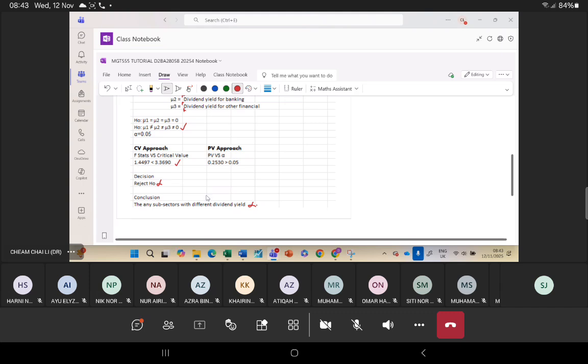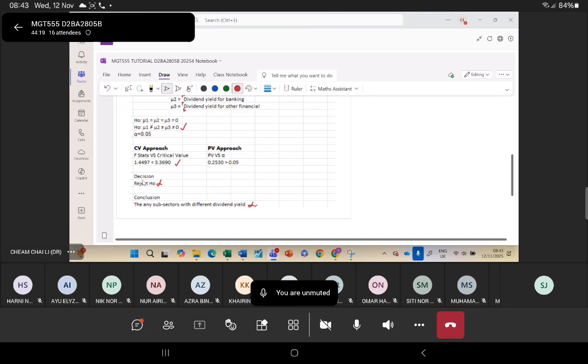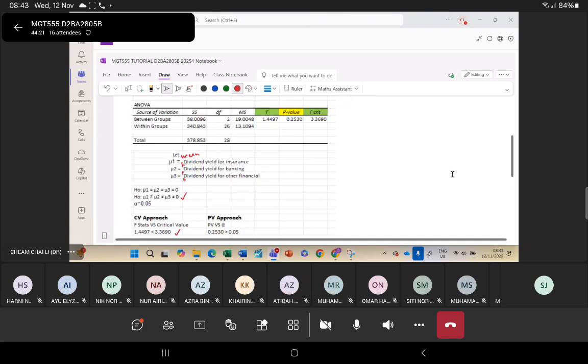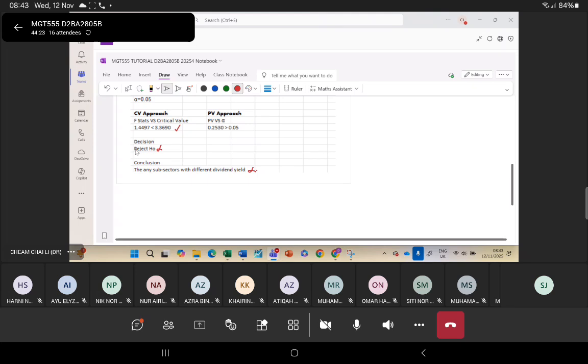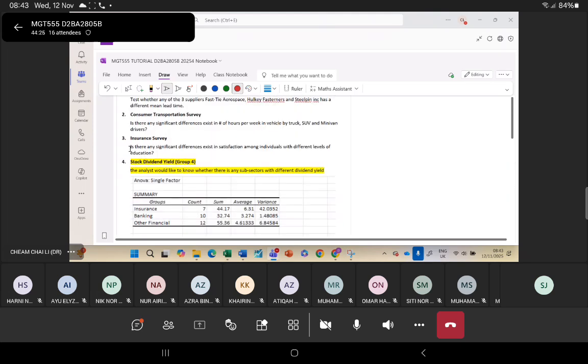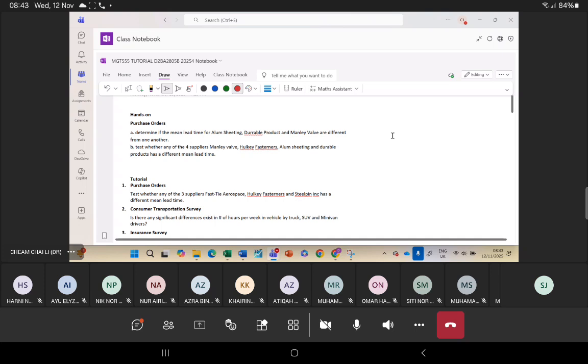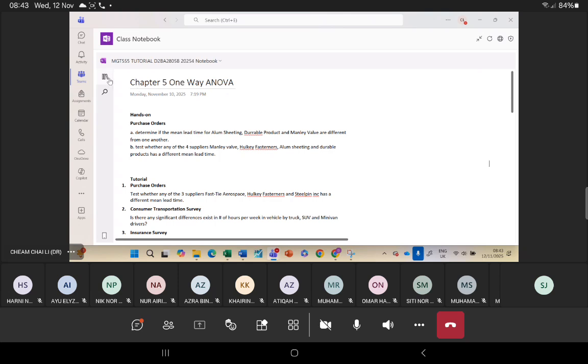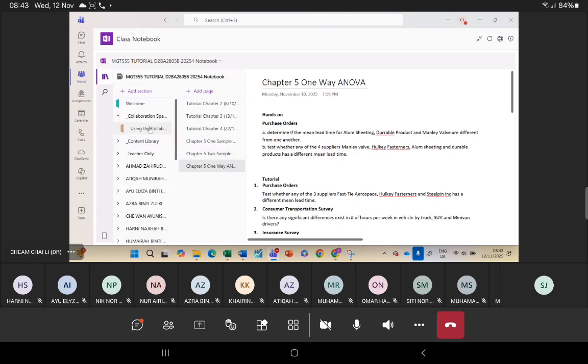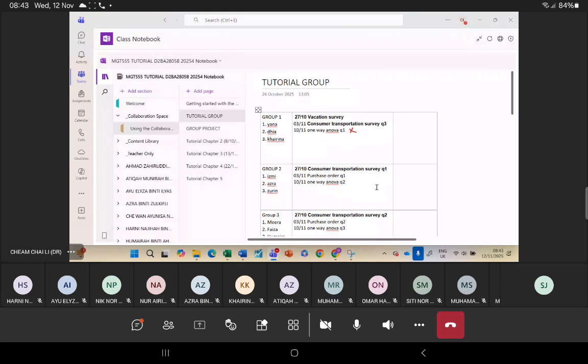Yeah, Humaira, are you okay? Do you understand? Why is this one wrong? Later, Humaira, you can correct it, because maybe you need to revise your tutorial question. So you're going to make the correction. Okay, good.